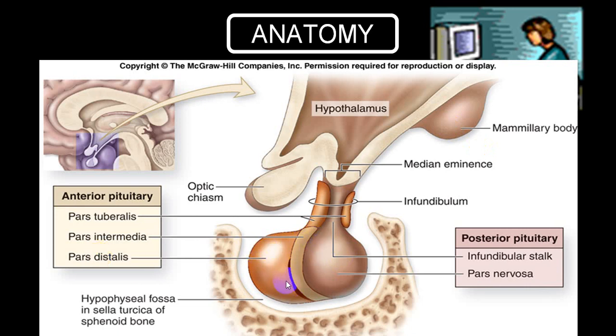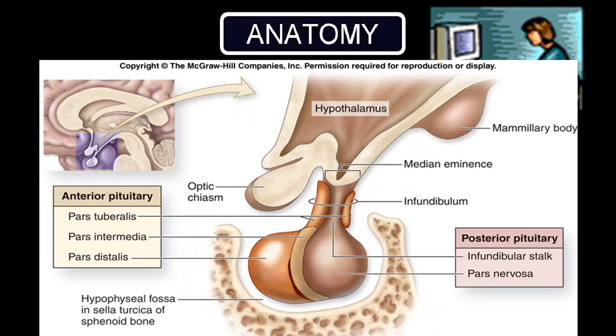The portion which is in close contact between the anterior pituitary, that is pars distalis, and pars nervosa is called pars intermedia, which usually contains fibrous tissue. And the portion of the anterior pituitary which is in close contact with the infundibular stalk is called infundibulum. This complete portion is called infundibulum, and the part of the anterior pituitary which is encircling the infundibular stalk is called pars tuberalis. So these are the different parts of the anterior pituitary gland.